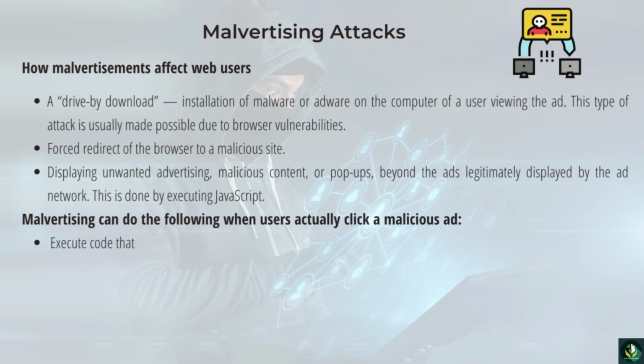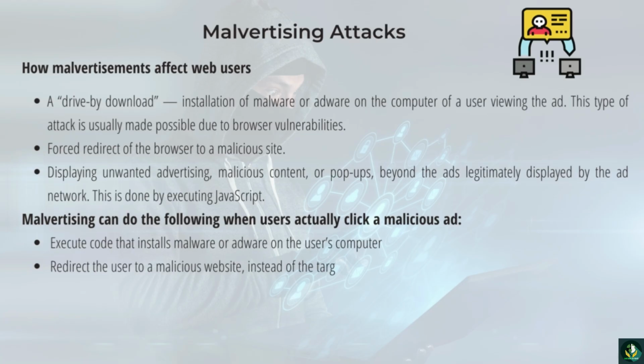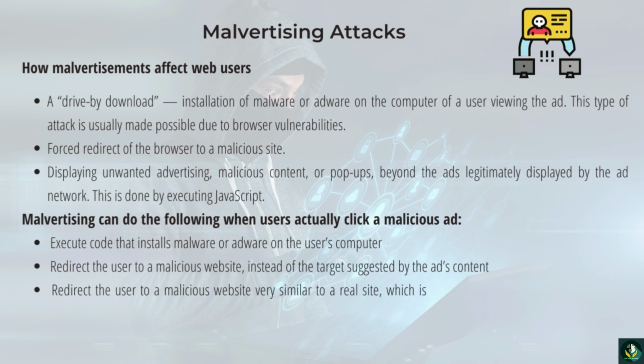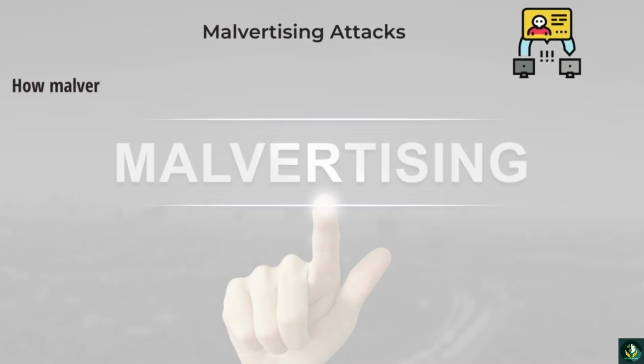Malvertising can do the following when users actually click a malicious ad. Execute code that installs malware or adware on a user's computer. Redirect the user to a malicious website instead of the target suggested by the ad's content. Redirecting the user to a malicious website very similar to a real site, which is operated by the attacker, a phishing attack.